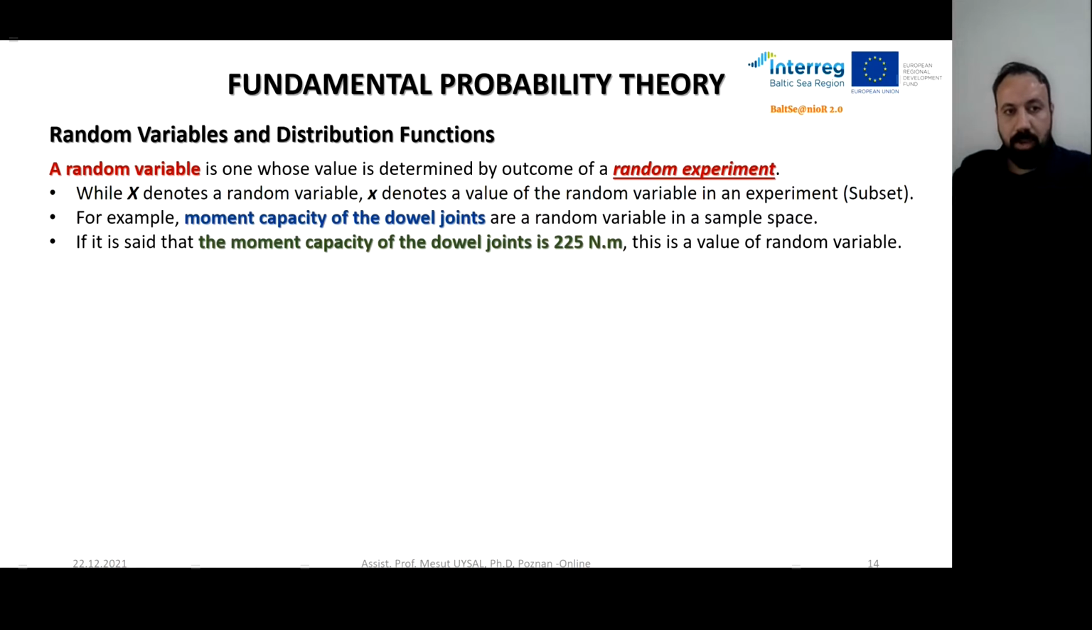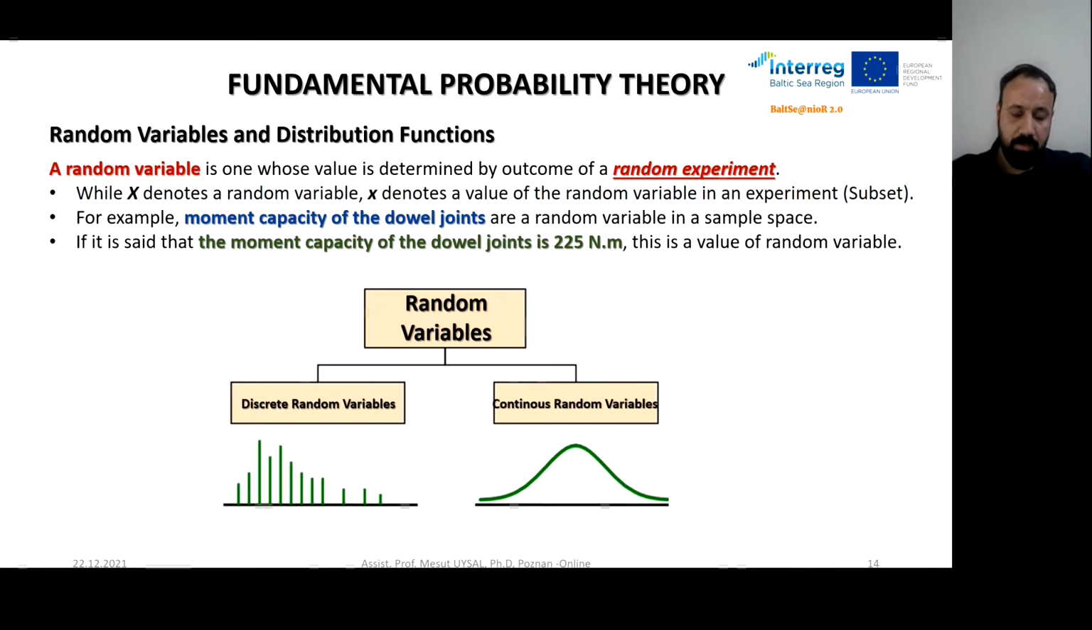Here, we define capital X and lower-case x. While capital X denotes a random variable, lower-case x denotes a value of the random variable in the experiment. It's a subset of our sample space. For example, the moment capacity of a double joint is a random variable in the sample space. If we talk about the value of this moment capacity, for example, 225 Newton meters, that is our value, lower-case x.